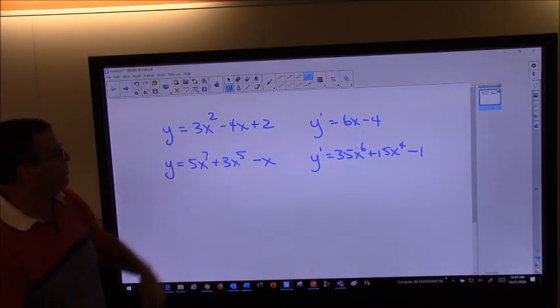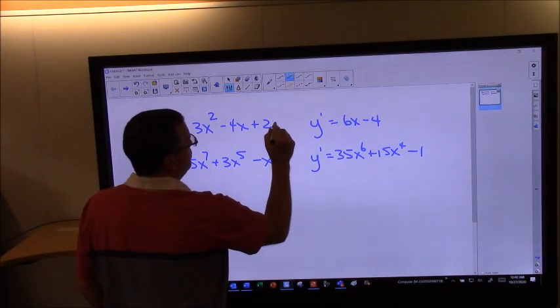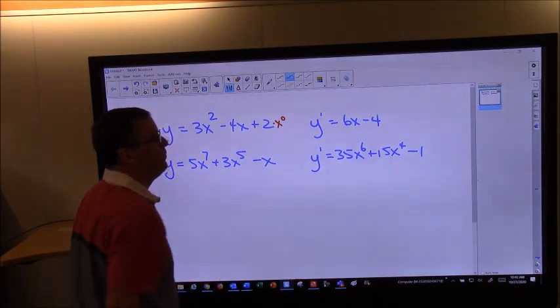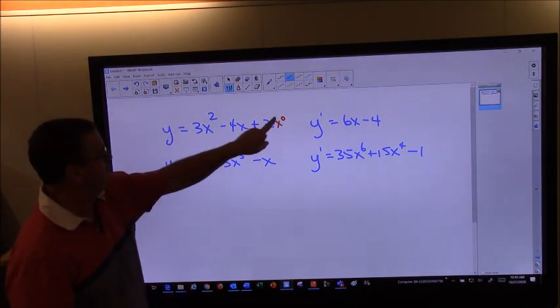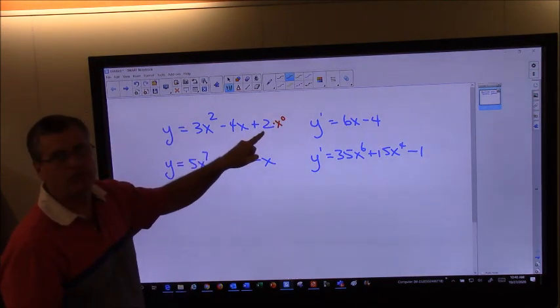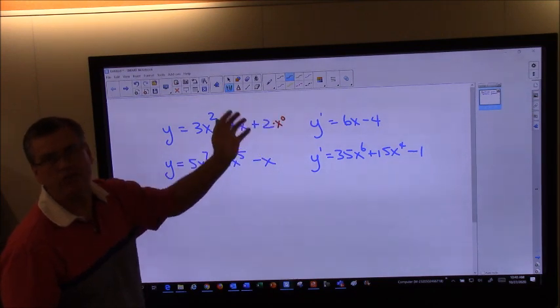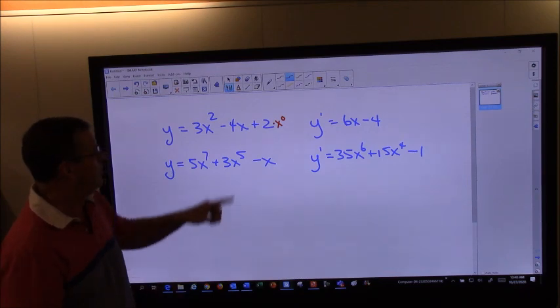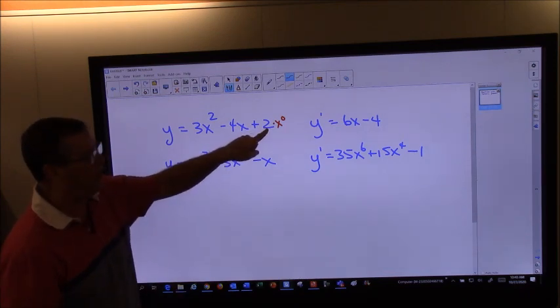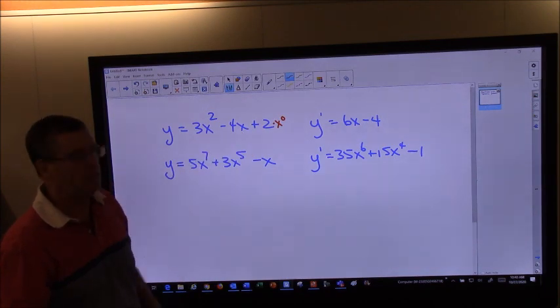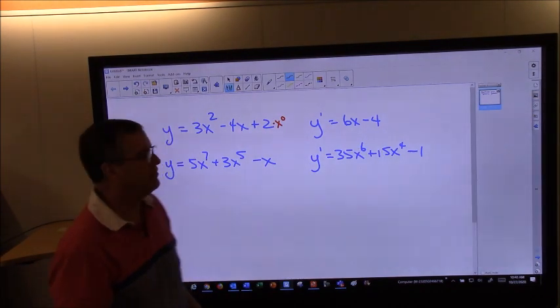What happened to the 2? Well, if you think of that as times 1, but I'm going to write it x to the 0 power, right? So 0 times 2, that's 0, times x to the whatever, I don't even care anymore, 0 times anything is 0. So the derivative of a constant, when I say constant I mean just a number, is always 0. So we didn't write anything down over here. Okay.